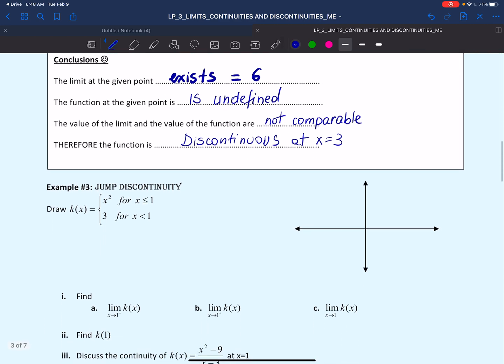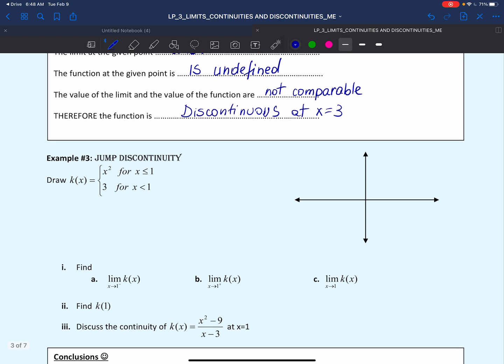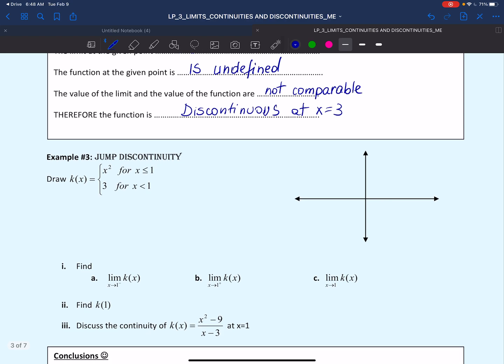All right, so we're going to take a look at another example, and this is an example of a jump discontinuity. So we have k of x equals x squared. That's the first piece of the graph. And k of x equals 3 for x bigger than 1. So if we were to draw the graph of this function, then we would have, at 1, that's where the functions separate from each other. And up to x equals 1, we would have had a parabola.